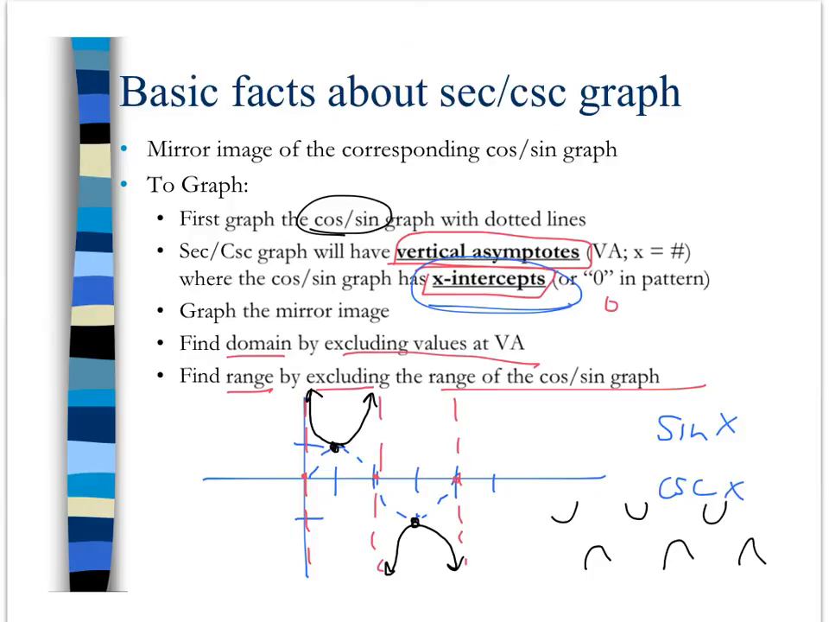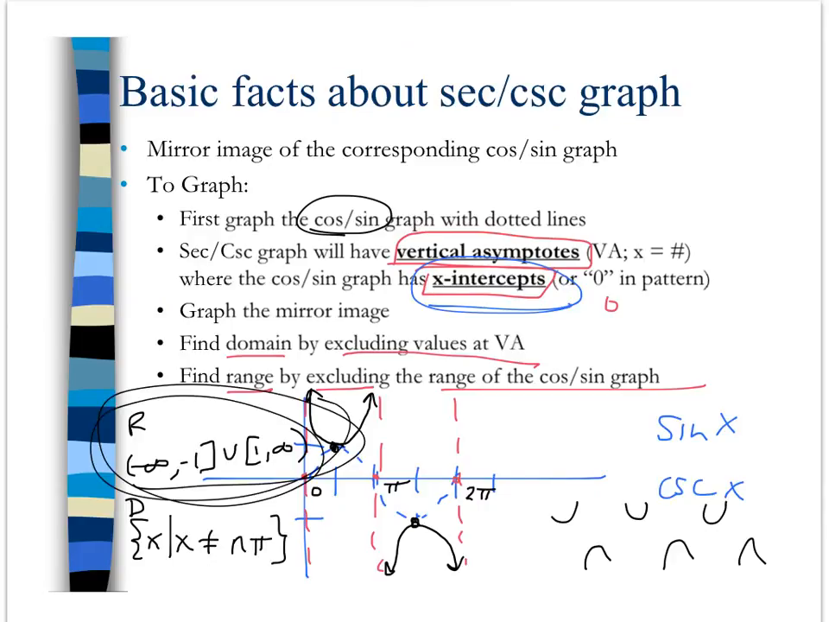The range for this graph would be from -infinity to -1 inclusive, and 1 to infinity. The domain for this graph, cosecant, is undefined at 0, pi, 2 pi, etc. So the domain will be all x values except when x is a multiple of pi. Make sure you know how to do the range. The domain is more of an extra credit type topic.